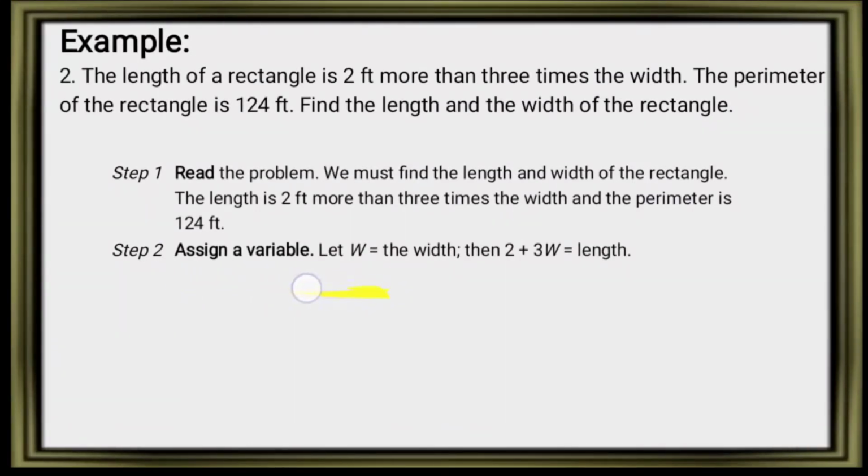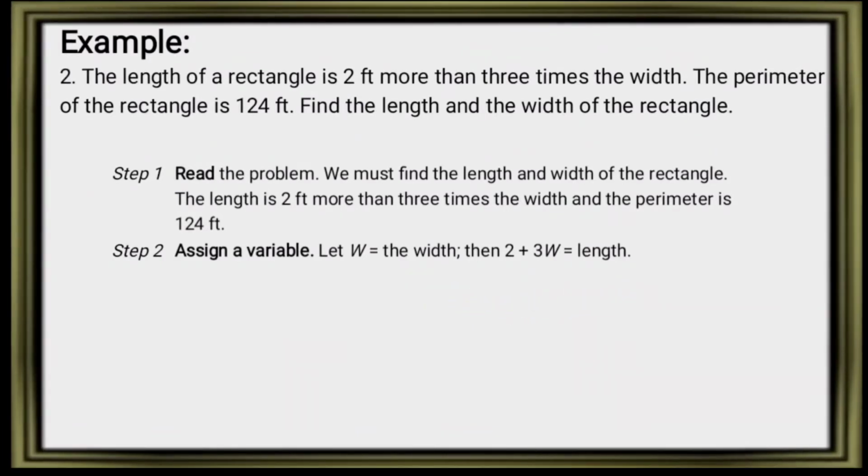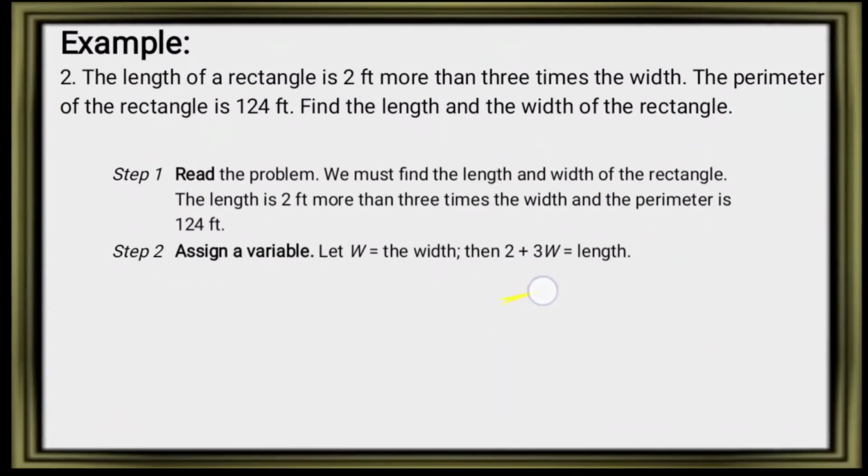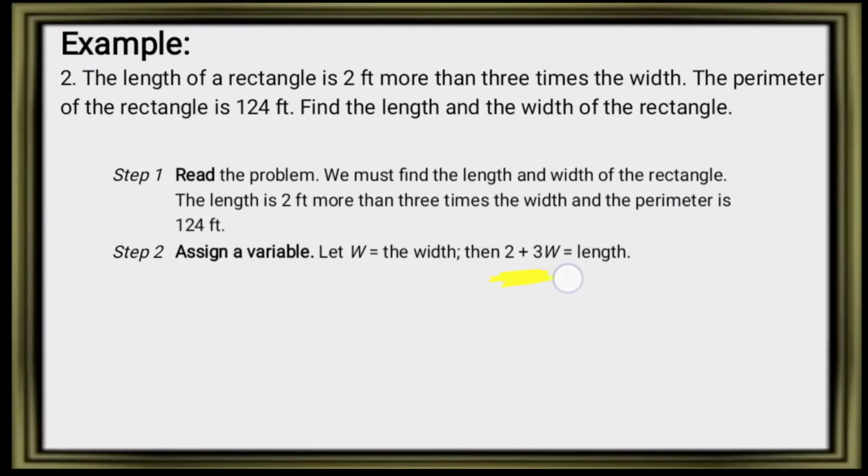So, let's assign a variable. We will let W be the width. Okay? And if W is the width, therefore our length is, what is length here? Length is 2 feet more than 3 times the width. Therefore, 2 feet. So, 2 more than means plus 3 times the width. So, 3 times W. Okay, since our width is W. So, this is our length. Again, 2 feet more than 3 times the width.